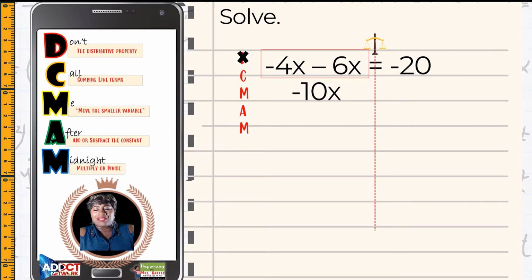Then we'll look on the right side of the equal sign to see if there are any like terms. We only see the constant negative 20. No other like terms, so we're good. We'll just bring that on down.